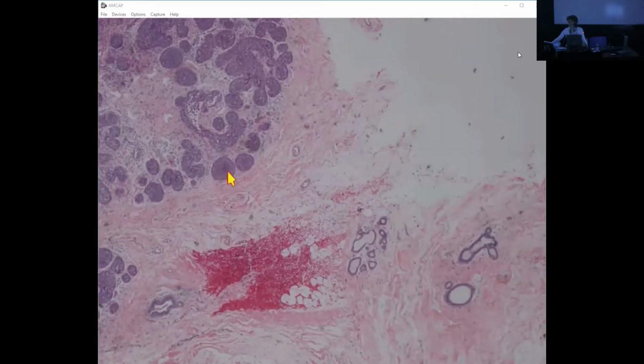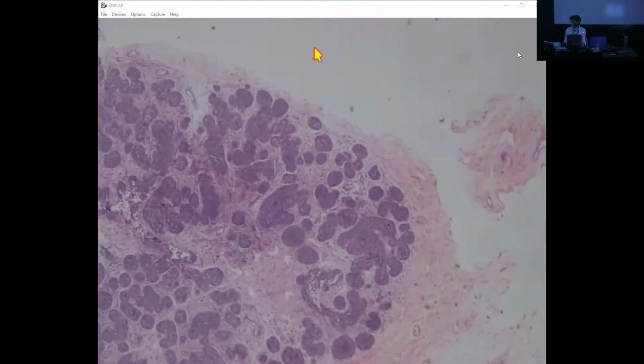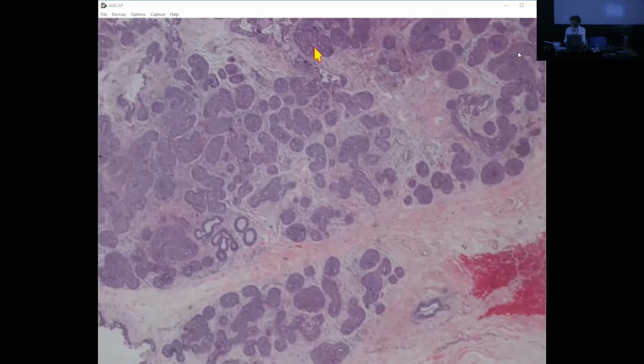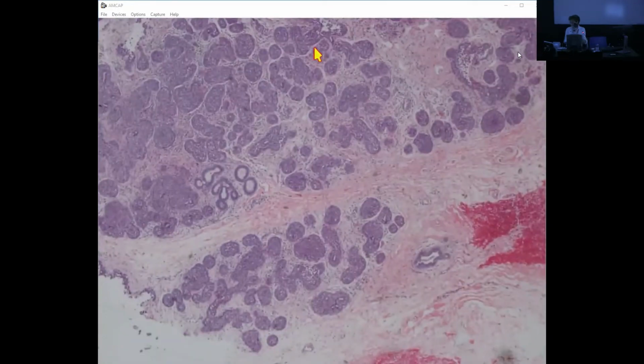A little expanded, but they're not at the level of florid LCIS, even though the cells are the same. So there is expansion compared to the normal acini that we see in the background. So with filling and expansion of the acini in more than 50% of the acini of the terminal ductal lobular units, I would call this classic LCIS.